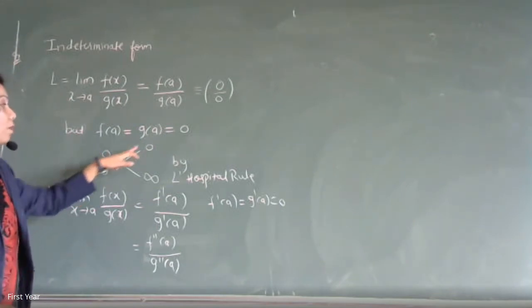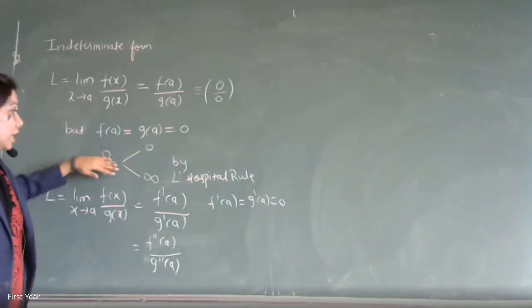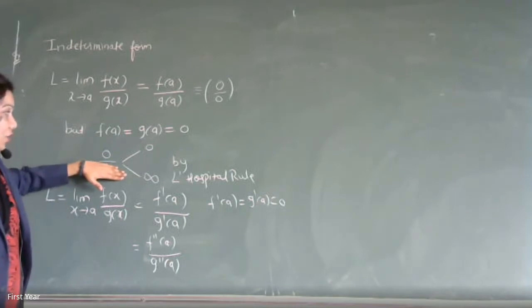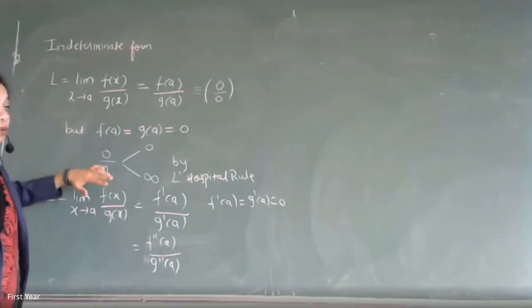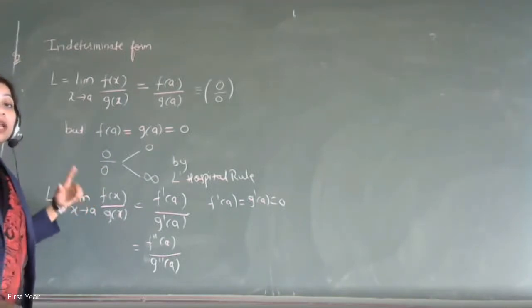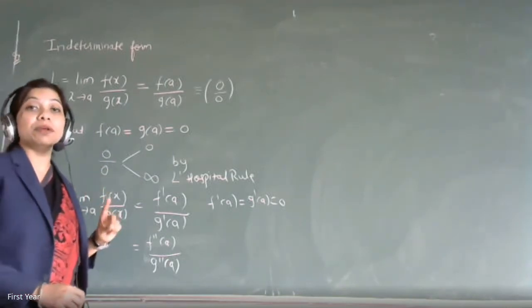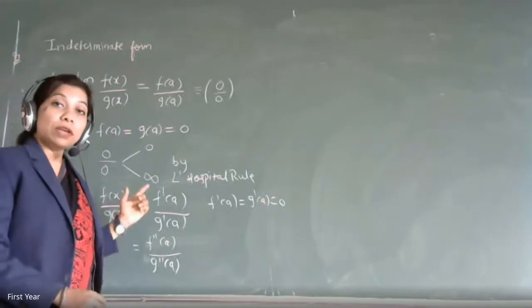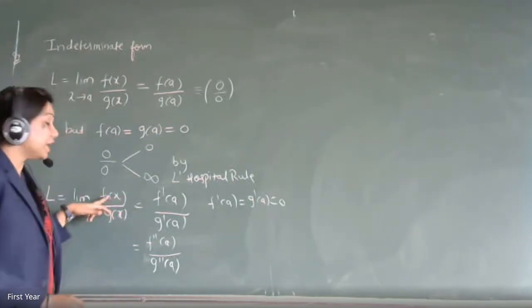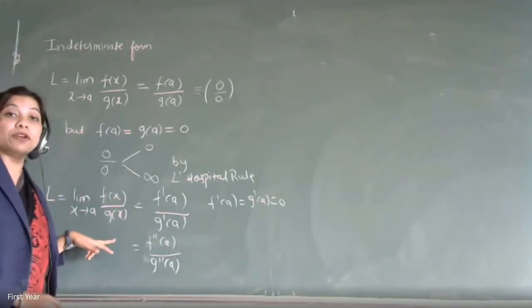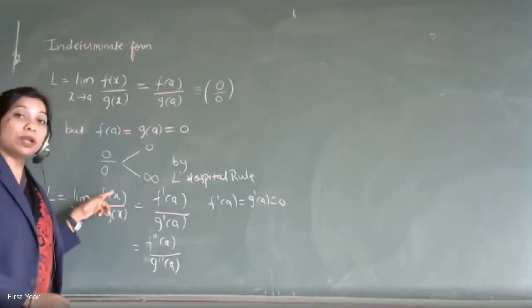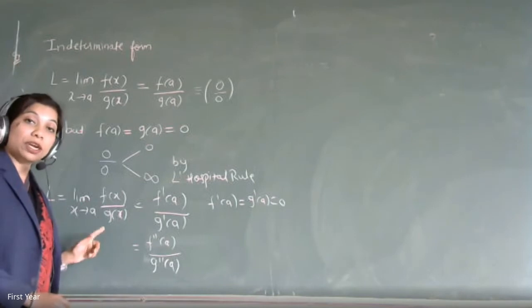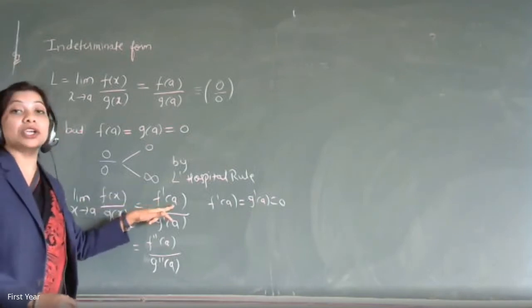0 by 0 form is taking two values. If I take 0 by anything, it is 0. If I take anything by 0, it is infinite. So it is taking more than one value, and hence it is called indeterminate form. For which we solve it as: take the derivative of numerator and the derivative of denominator and put x is equal to a. How do we solve? Take the derivative of the numerator, the derivative of the denominator, and take a in place of x.